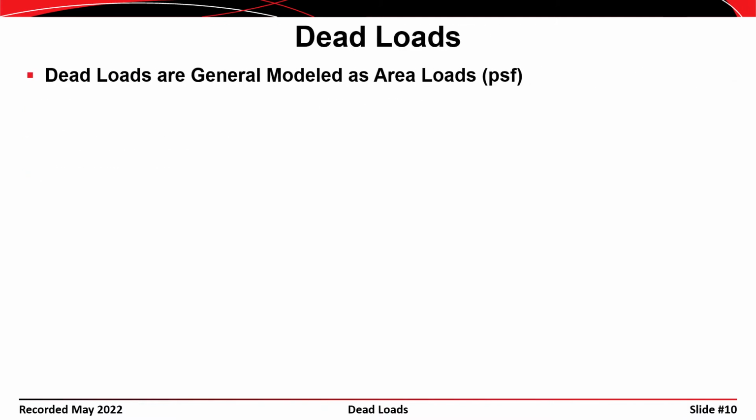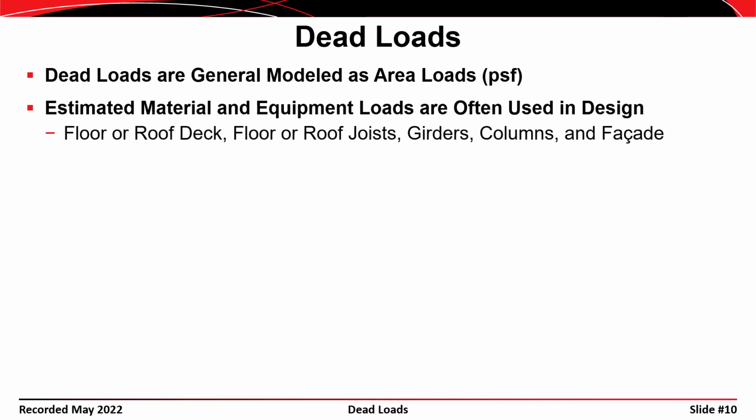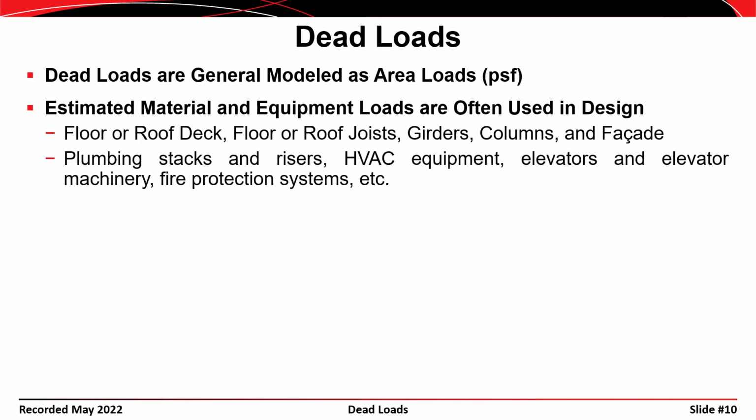Dead loads are generally modeled as area loads. Pounds per square foot would be a typical unit. They're often based on the material and equipment that you expect to be in your structure. As far as the structural weight would be concerned, you're talking about the floor or the roof deck, the weight of the floor or the roof joists, the weight of the girders, the columns, and the facade. In terms of machinery and equipment, you would include plumbing stacks and risers, HVAC equipment, elevators and machinery, fire protection systems, and also architectural details like floor coverings, ceiling coverings, and things of that nature.